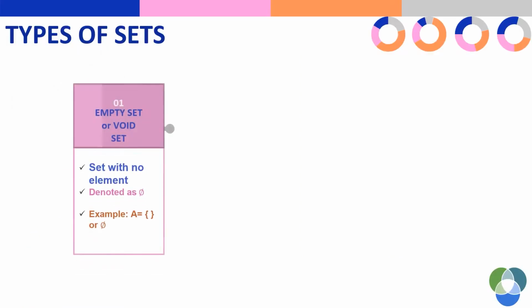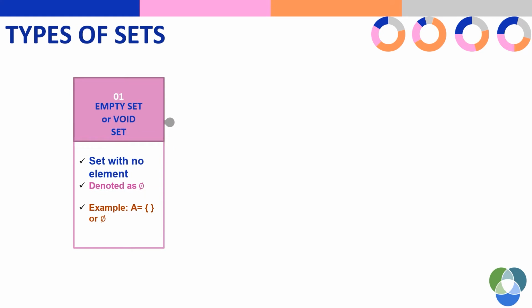The types of sets, if you see, there are four main types of sets. The first one is empty set or void set. By the name itself you can identify all the four types actually. Empty set means what? There won't be any elements in the set, no elements. So we'll usually denote it as phi. Okay, so A is equal to just empty braces, or else we can denote it as phi. There won't be any elements in the set. We'll call that kind of set an empty set or void set.